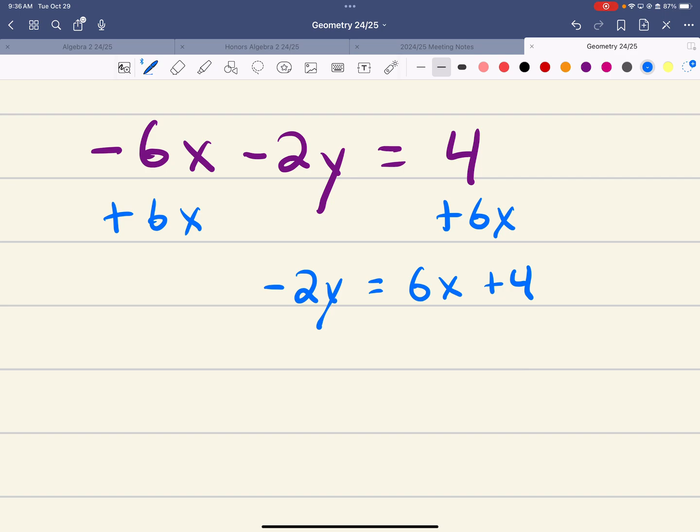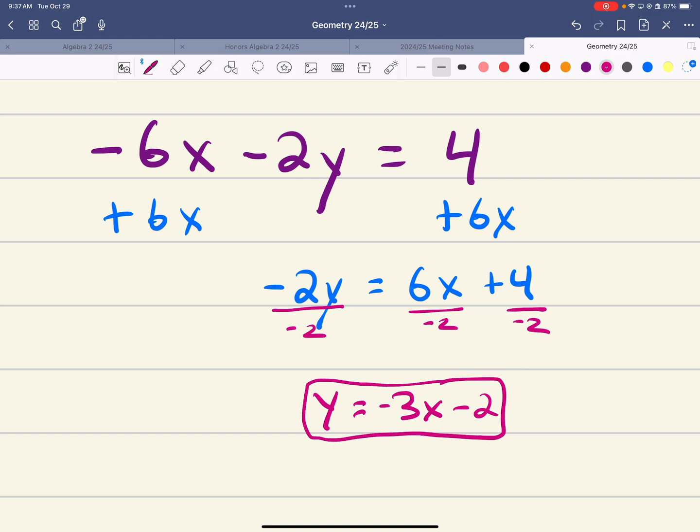Now what? Divide by negative 2. So y is equal to 6 divided by negative 2 is negative 3x minus 2. There's your equation.